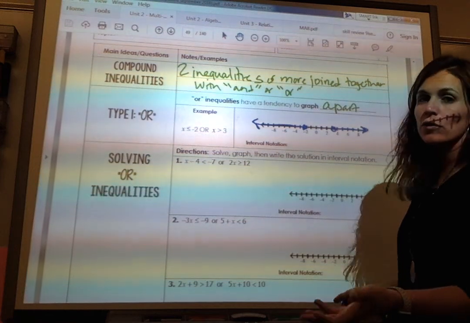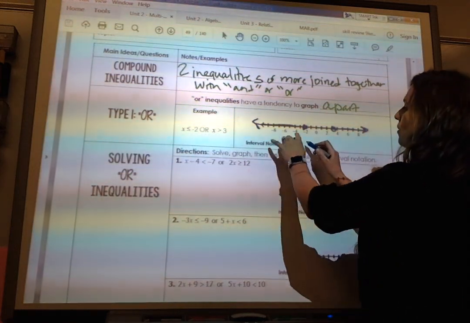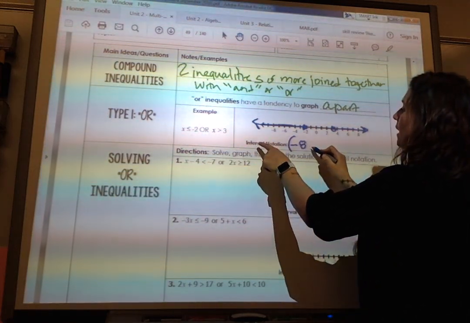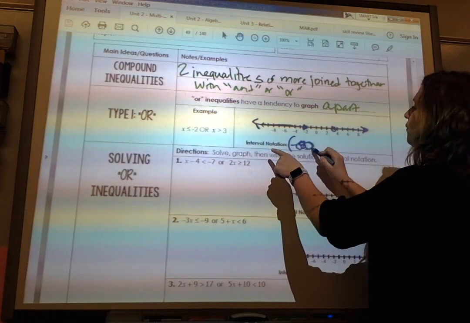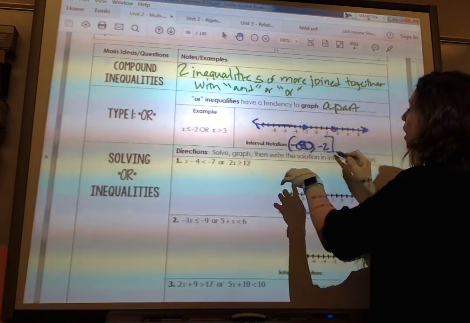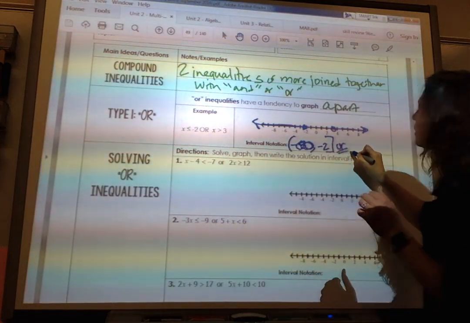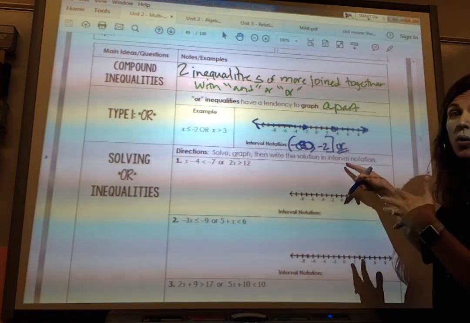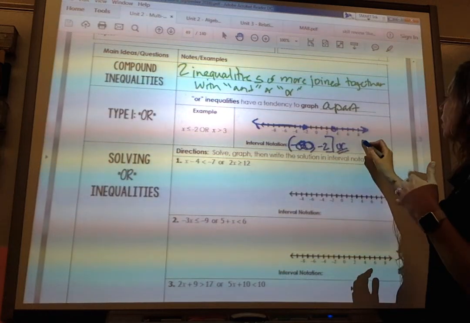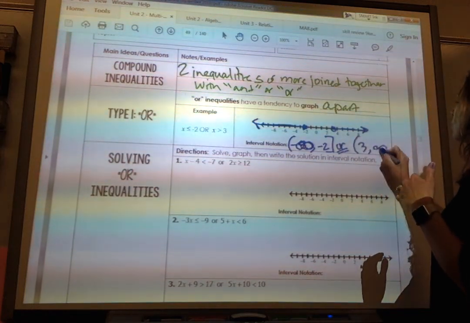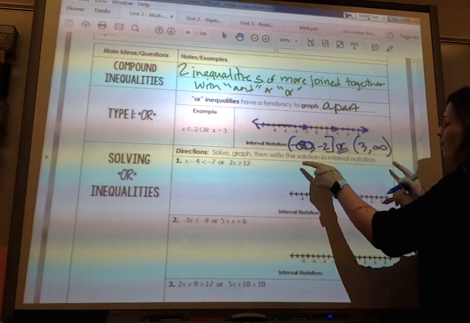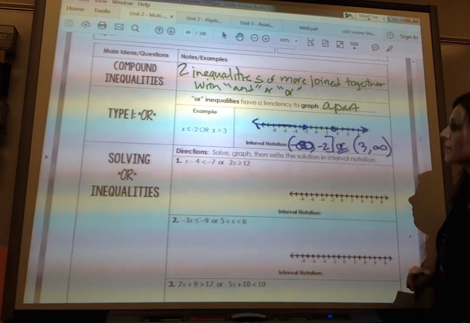We already know interval notation for 1, and so this one would be negative infinity to negative 2 blocked off. Now, because it's an or statement, you must write the word or, then parentheses 3 to infinity. And of course, infinity always has the parentheses on both sides.